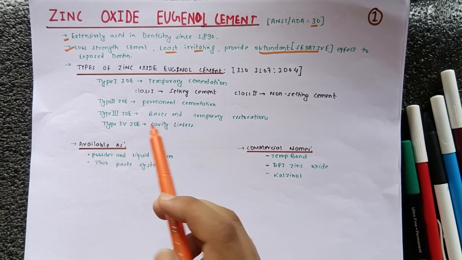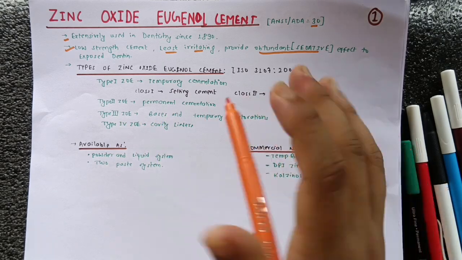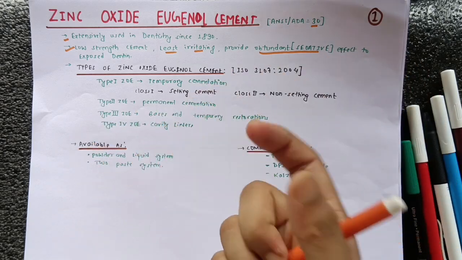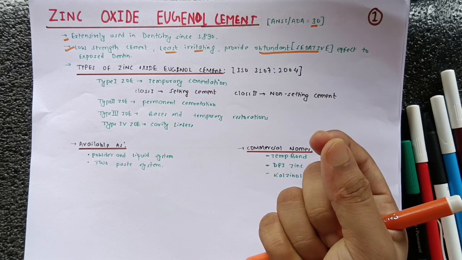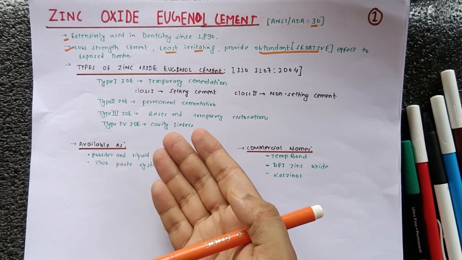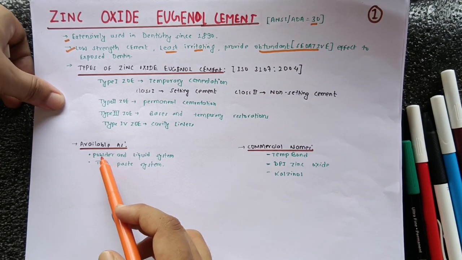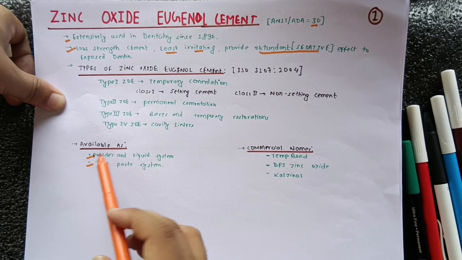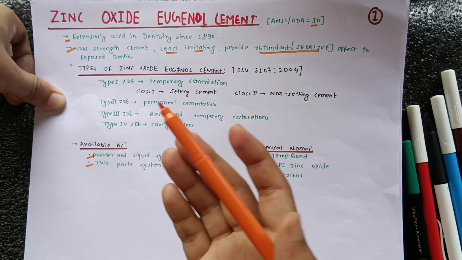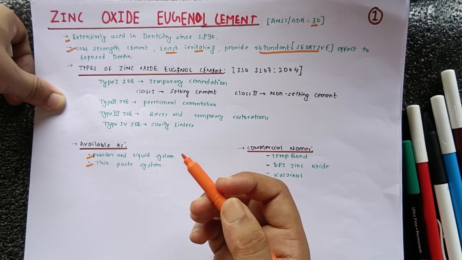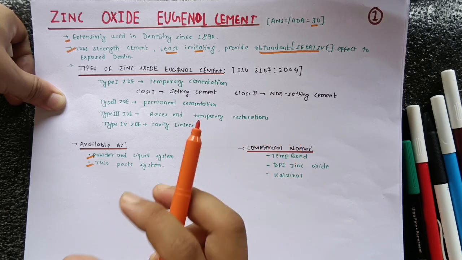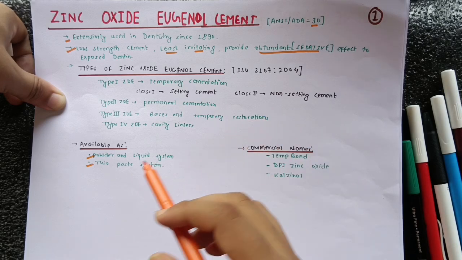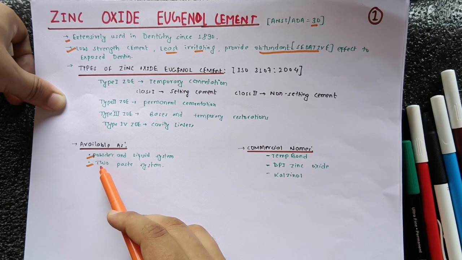So just remember this: type 1 for temporary cementation, type 2 for permanent cementation, type 3 for bases and temporary restorations, and type 4 for cavity liners. Now it is available in 2 forms. One is the powder and liquid system, and the other is the two paste system. As we discussed earlier in the silicate and zinc phosphate chapters, there was a powder and liquid system and also a capsule, but here there is no capsule. It is available in the two paste system.